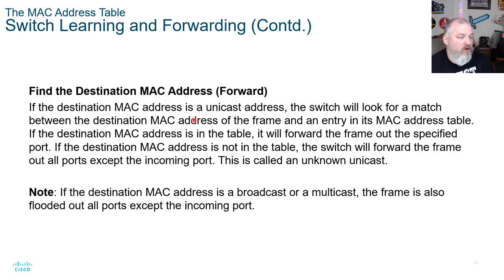And if the destination MAC address is a unicast address, the switch will look for a match between the destination MAC of the frame and an entry in its MAC address table. If the destination MAC address is in the table, it will forward the frame out the specified port. If the destination MAC address is not in the table, the switch will forward the frame out all ports except the incoming port, and that's called an unknown unicast. And a note here: if the destination MAC address is a broadcast or a multicast, the frame is also flooded out all ports except the incoming port.